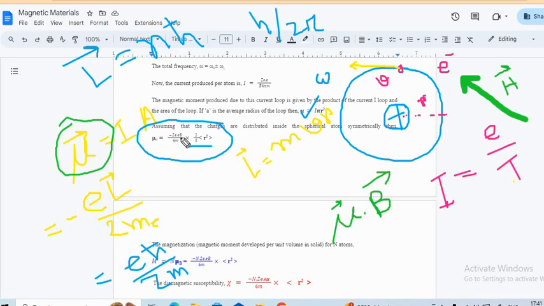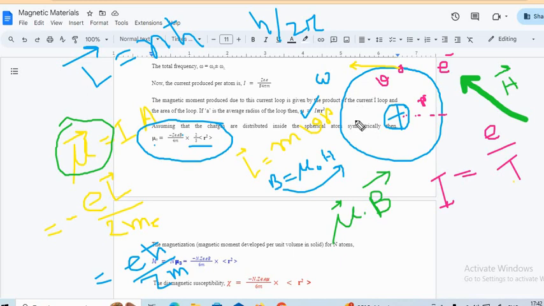Now you can see there is a relation between mu, b and a, b. B is the induced field. Now you know that B is equal to mu 0 H, or B is equal to mu H, so that B can be represented in terms of H. This is the effect of a single induced moment.